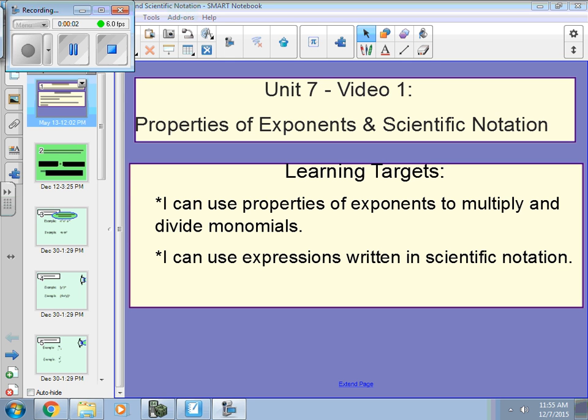All right, today we're going to start Unit 7. We're going to be looking at properties of exponents and also reviewing some scientific notation, because scientific notation also uses exponents. So we want you to be able to use some properties of exponents to multiply and divide monomials and also be able to use expressions that are in scientific notation.